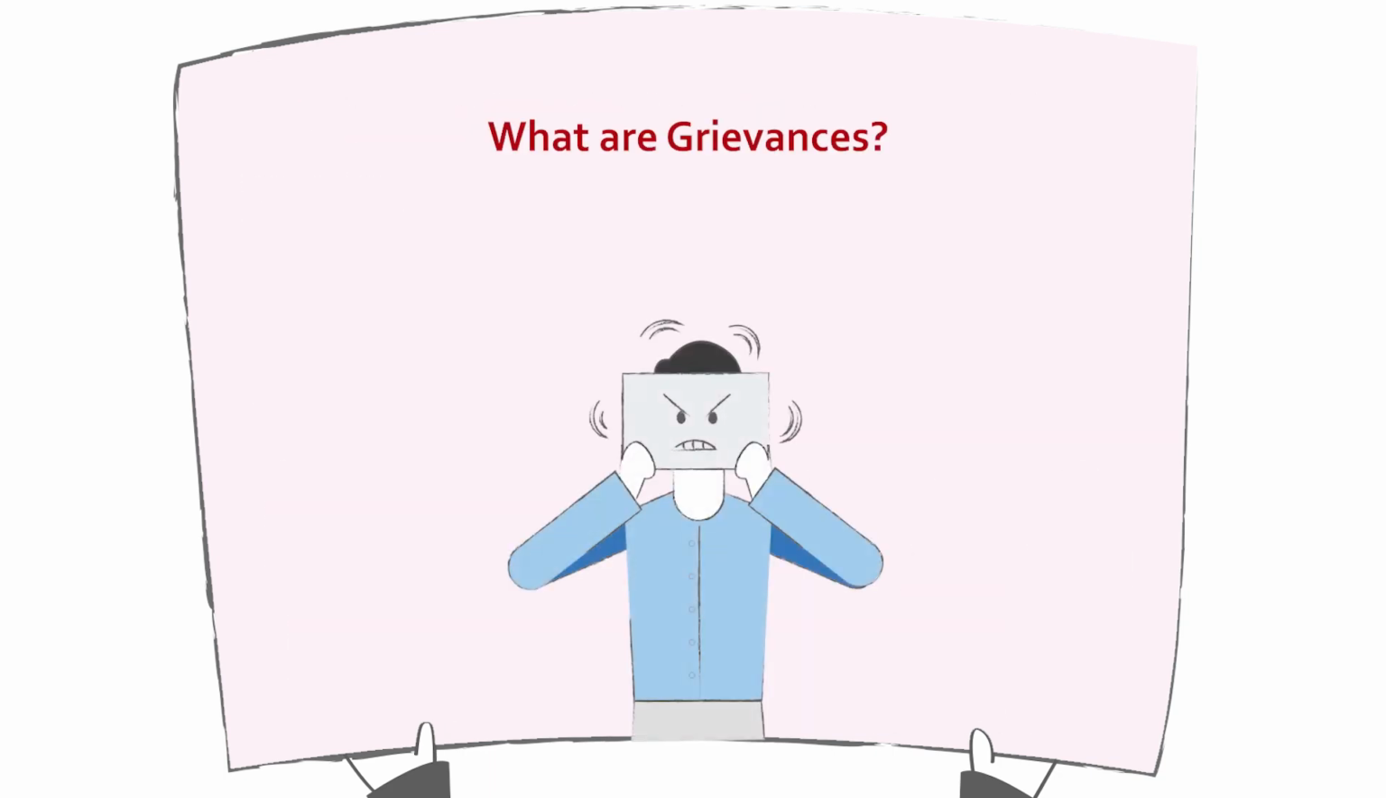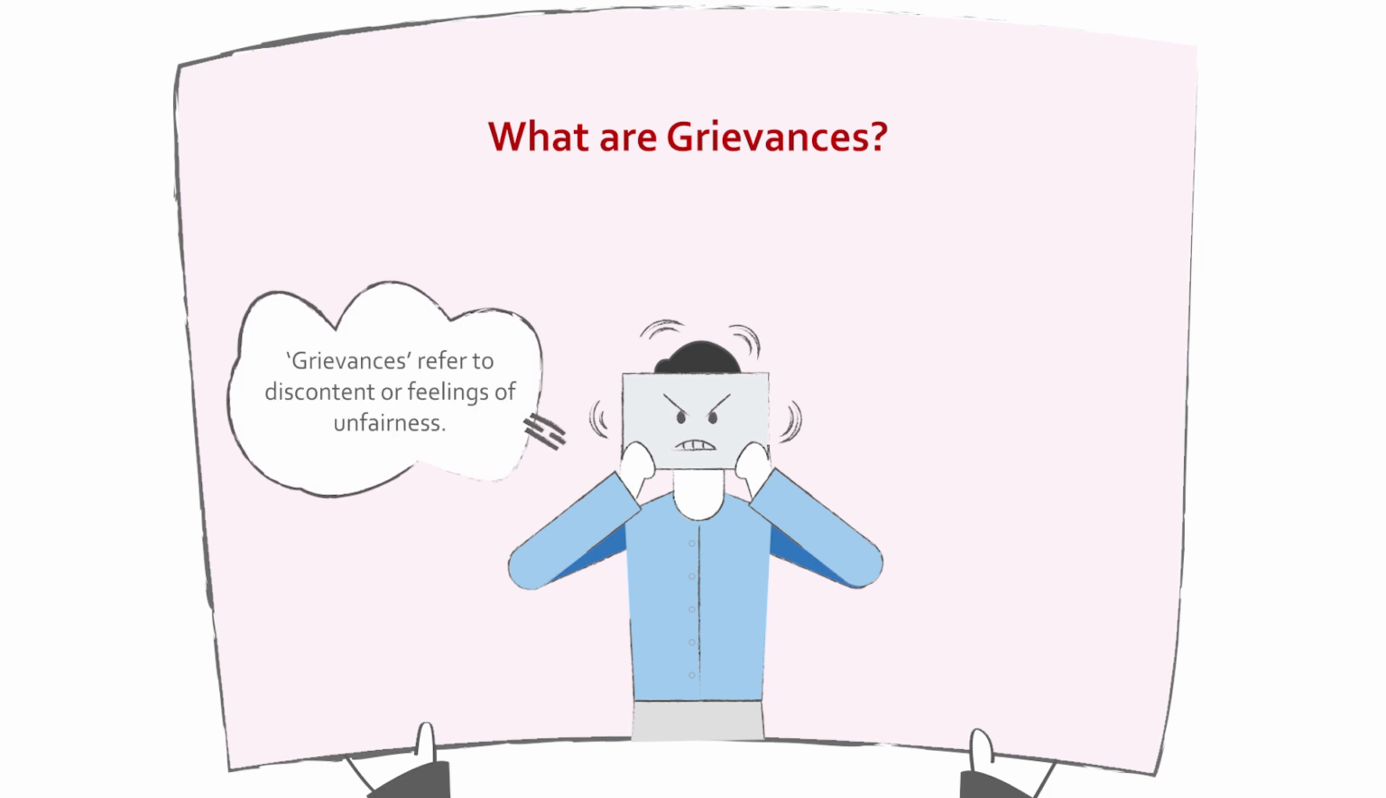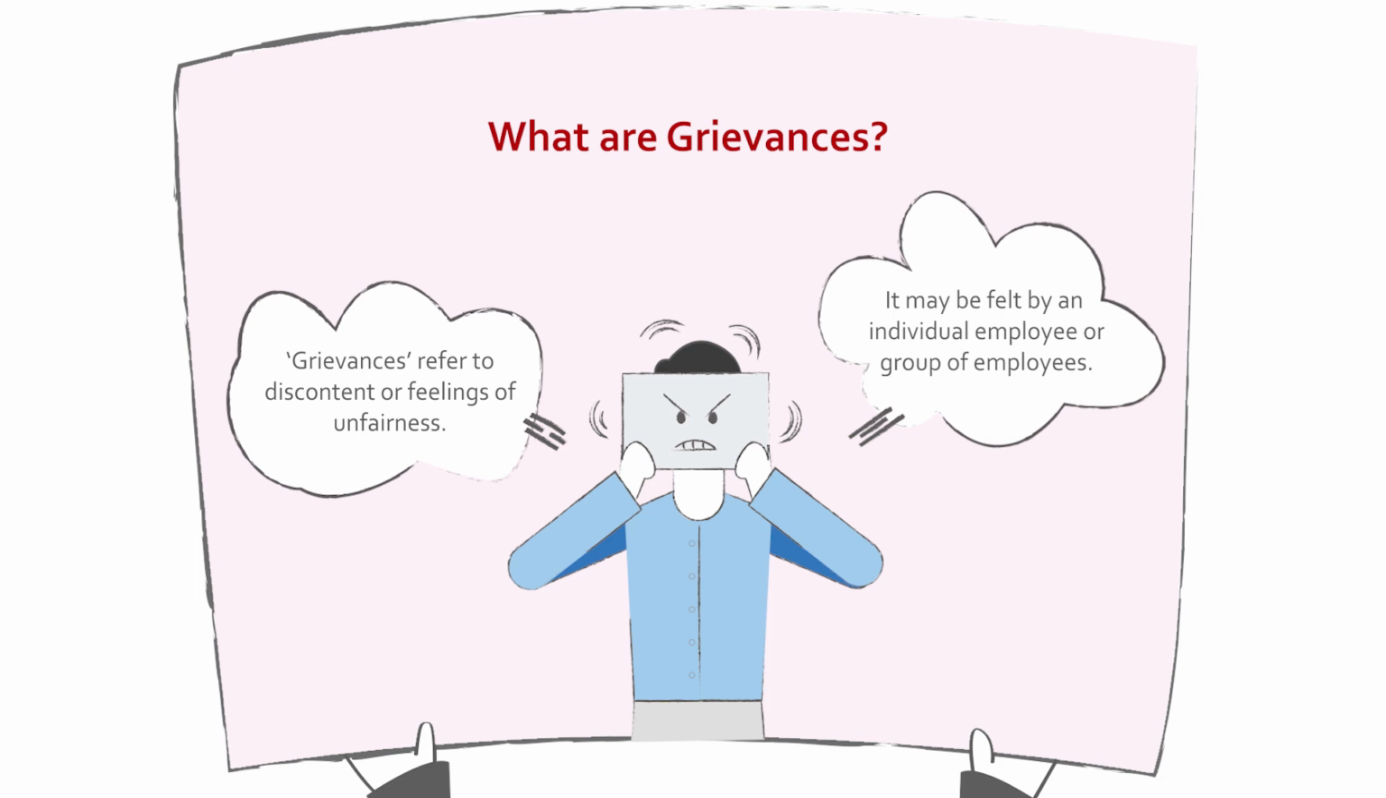Let's take a closer look at grievances. Grievances refer to discontent, dissatisfaction, or feelings of unfairness at work. It can be felt by an individual or a group of employees. Employees who are aggrieved may not seek assistance because they fear repercussions, they don't trust their supervisors, or they simply don't know where to go.